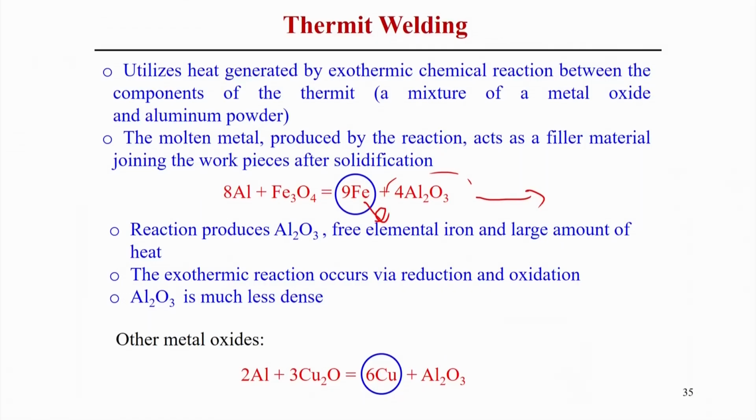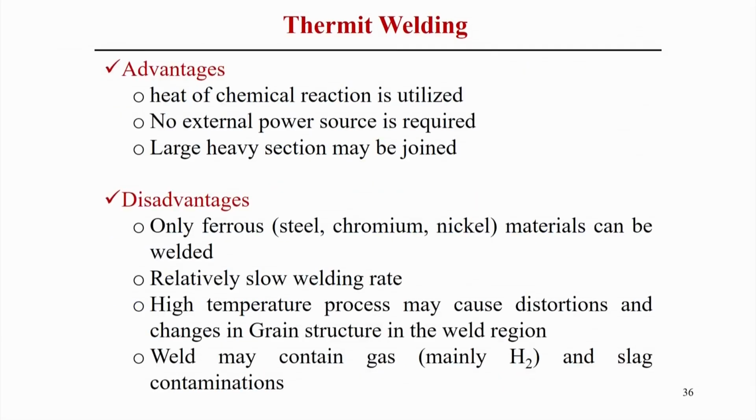So, if we look into other types of reaction also in thermite welding, that chemical reaction, other metal oxides can also be used here to produce the copper. Here also, in the second equation, we can see that there is a production of the copper. So, copper or copper based alloy can also be welded using the similar principle.